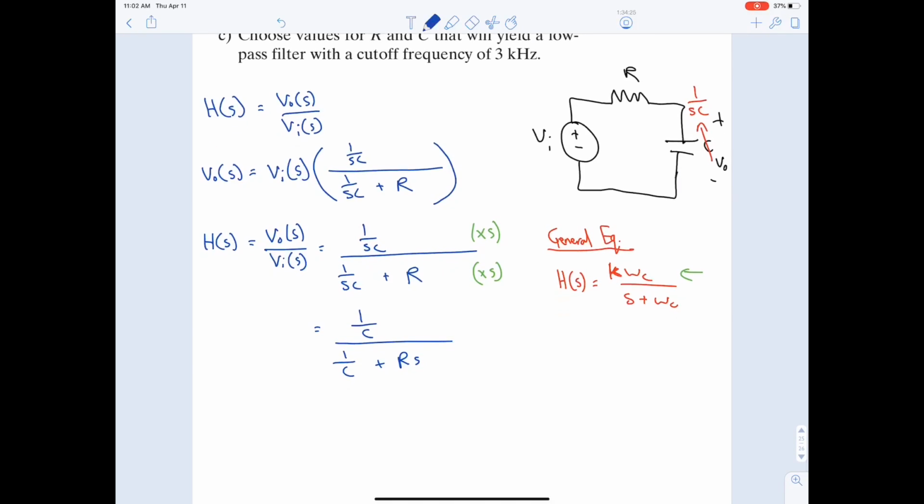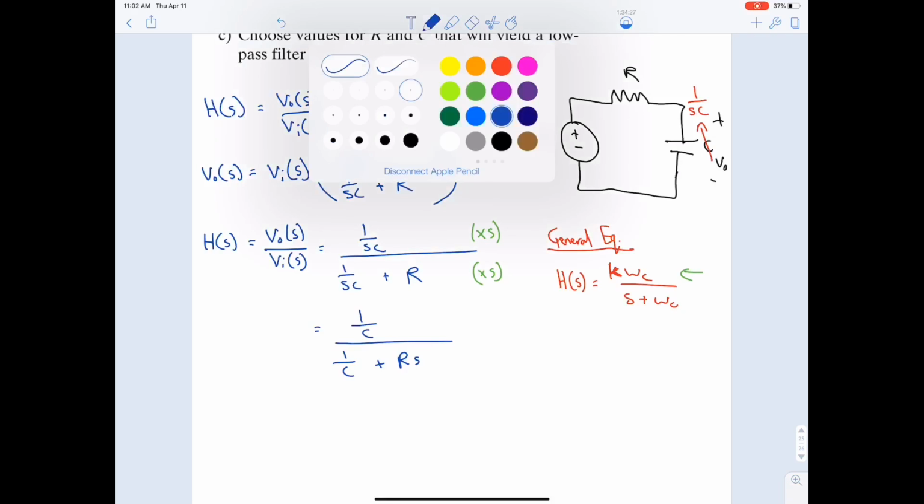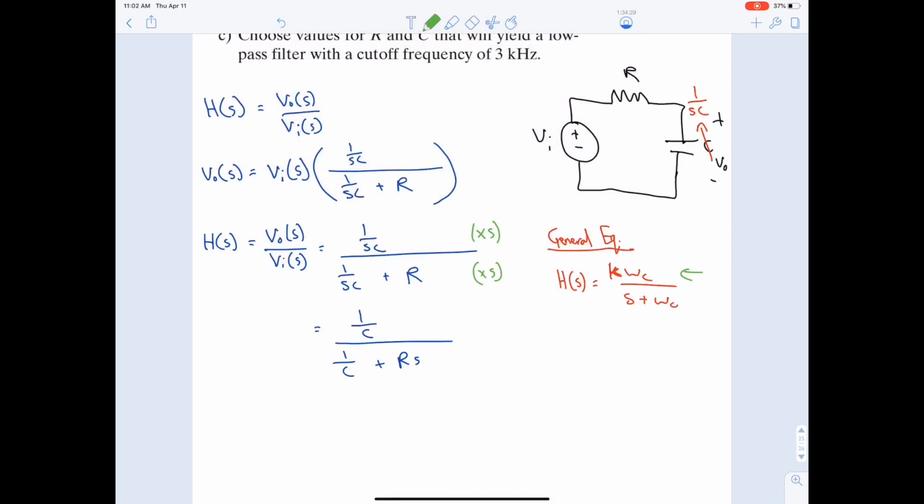Okay, now we're done with the numerator. Let's take a look at the denominator. Is there an S? Yes. What is the coefficient of the S? It's 1. What is the coefficient of the S in here? It's R, so we need to get rid of R. So we need to multiply by 1 over R in the numerator and denominator.